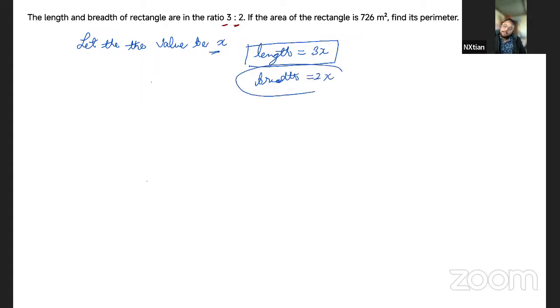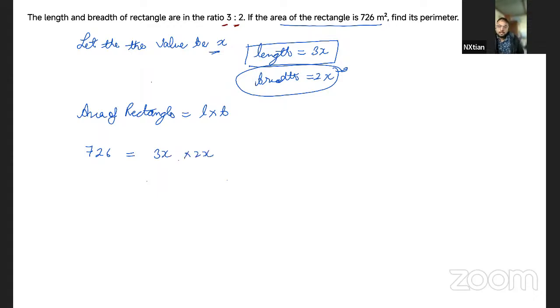Okay, and the area is given. So what is the formula? Area of rectangle is length into breadth. So area of rectangle 726 is equal to length, which is 3x, into breadth, which is 2x. Understood? Yes or no? So I'll just multiply it.